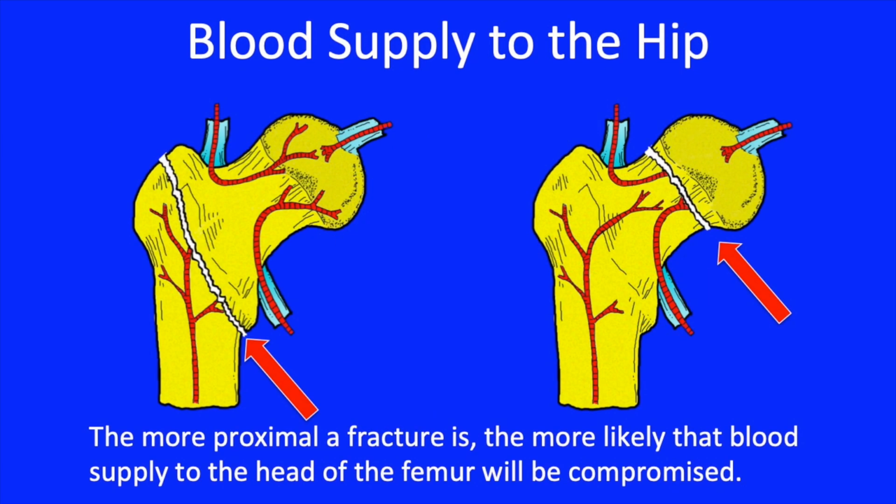Here again we see the blood supply to the hip joint and two sites of fractures. What becomes clear is that the more proximal the fracture is to the head of the femur, the more likely it is that blood supply to the head will be compromised. The fracture could lead to the condition known as avascular necrosis, and the treatment for this becomes a total hip replacement, now a relatively common surgical procedure in the aged population.